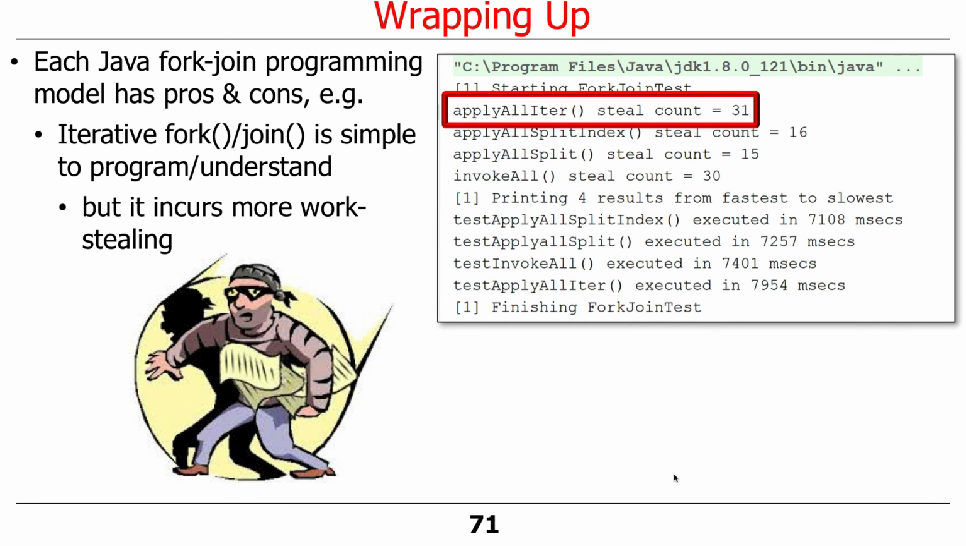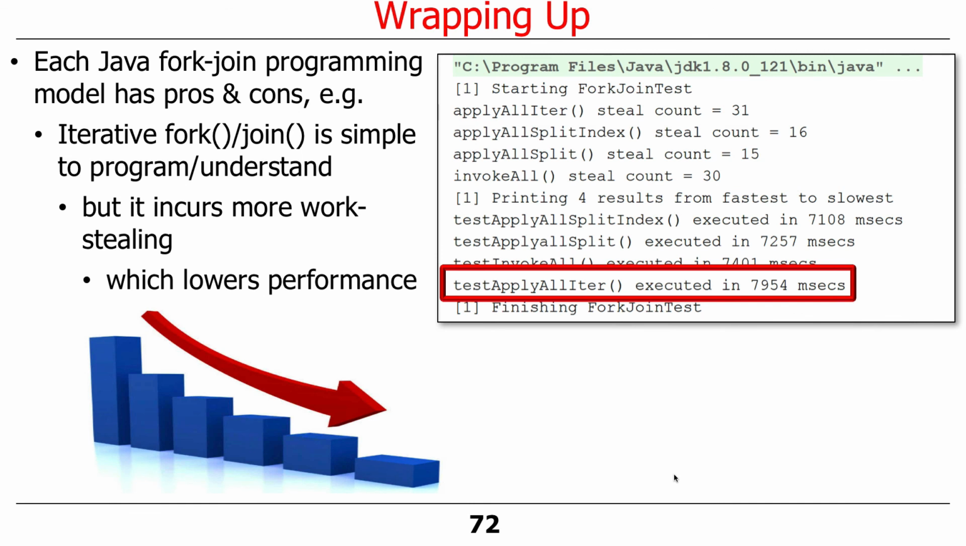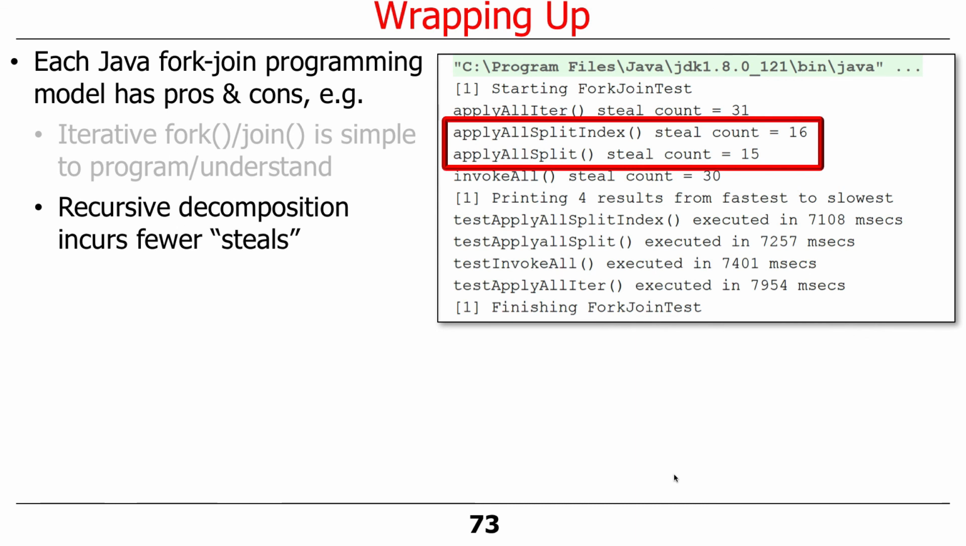So if you take a look here, you can see the ApplyAllIter has a large amount of work stealing, whereas the other approaches have less. We'll ignore this one here. This is just using the invokeAll method that comes out of the box by the Java fork join pool. So as a result of this extra stealing, the performance is a bit lower. Now this is not ridiculously lower, but it's lower. Recursive decomposition, which is what the split versions do, incur fewer steals.